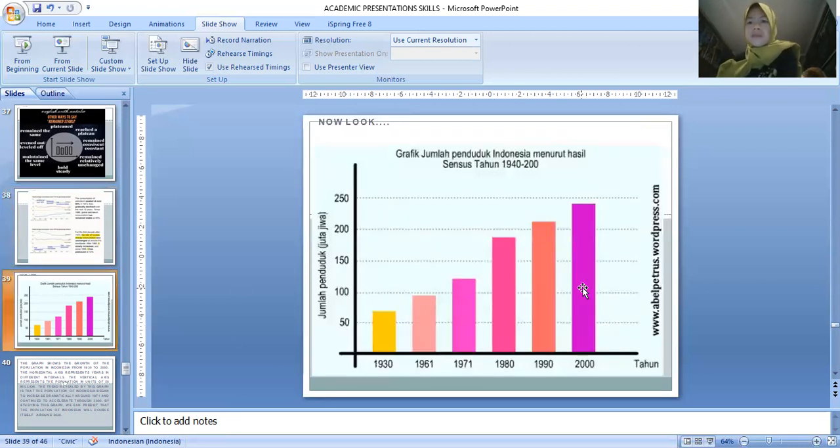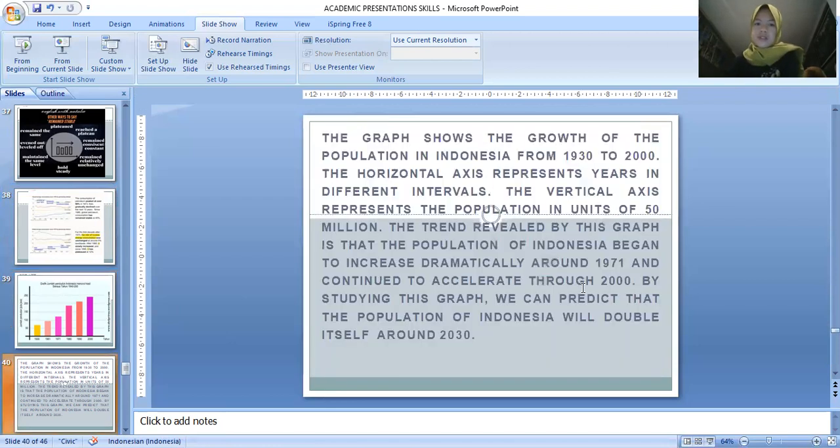And this is the example of a bar chart. Okay, the graph shows the growth of the population in Indonesia from 1930 to 2000. The horizontal axis represents the years in different intervals. The vertical axis represents the population in units of 50 million.